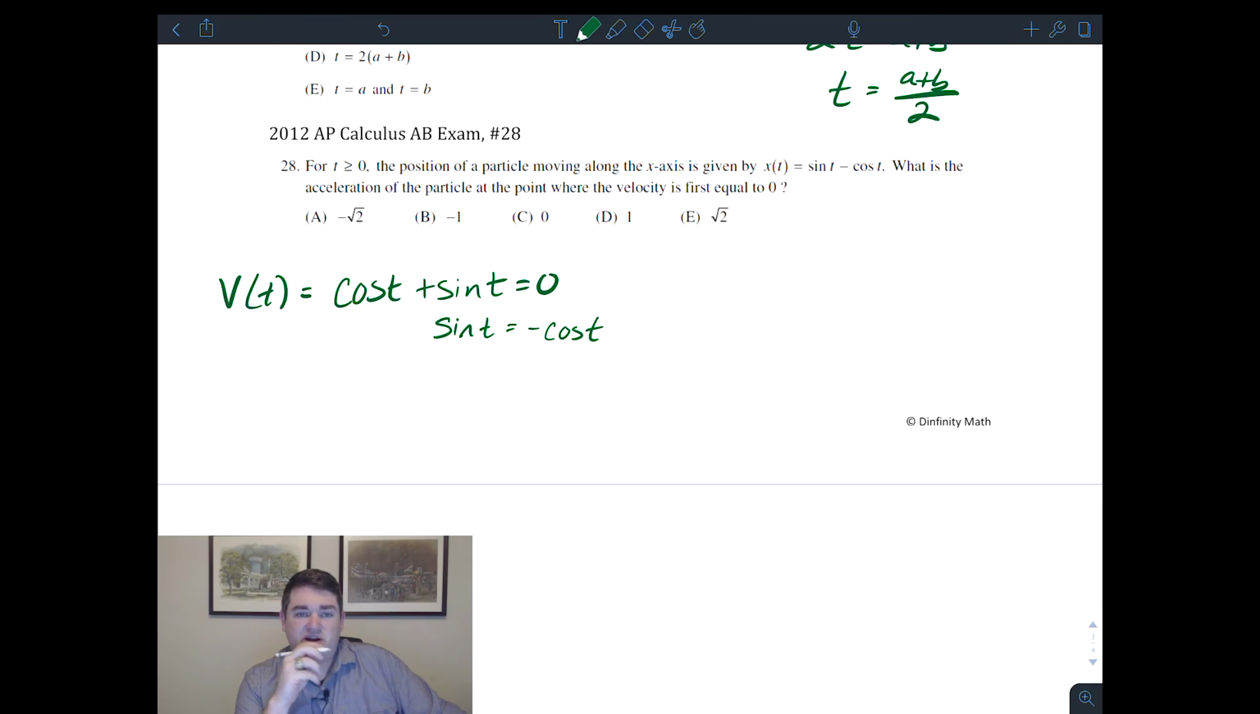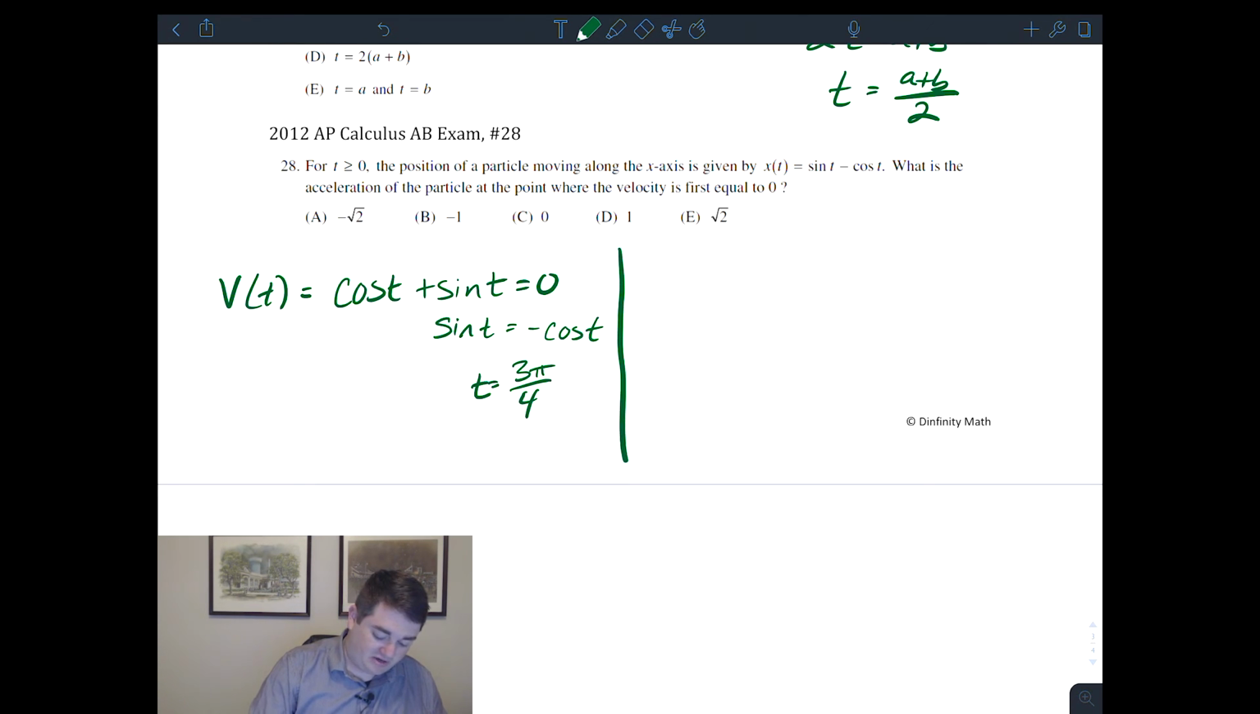When are sine and cosine the same but opposite? This tests your unit circle knowledge. That is at t equals 3 pi over 4 in quadrant 2. So there's the time I'm looking for. I have to plug it into the acceleration, so I need to take another derivative. The derivative of cosine t plus sine t is negative sine t plus cosine t. And I want to plug in 3 pi over 4.